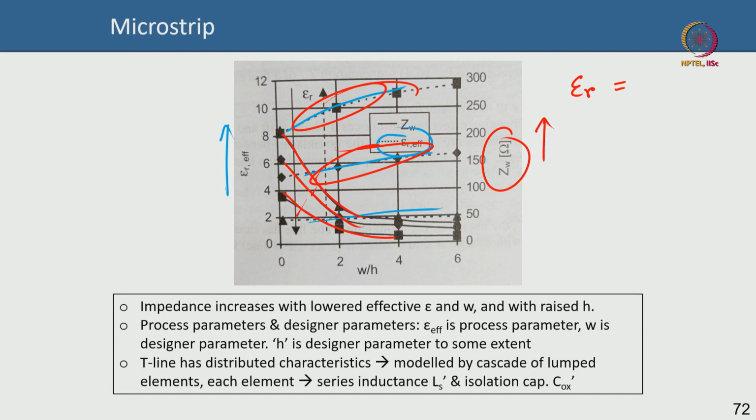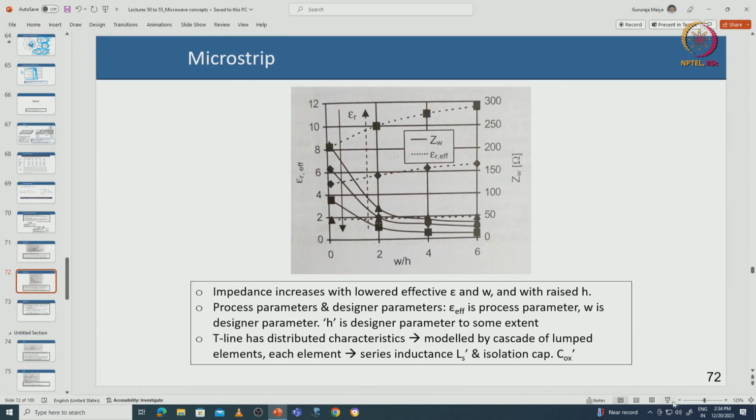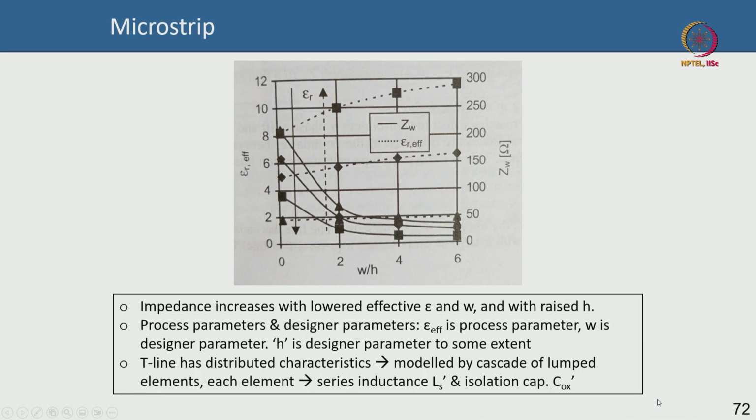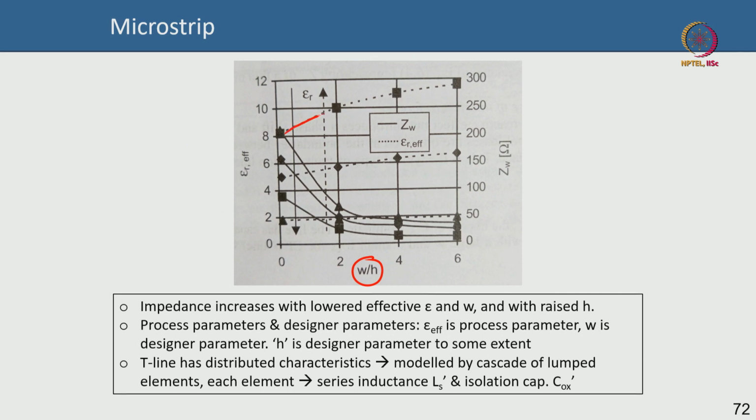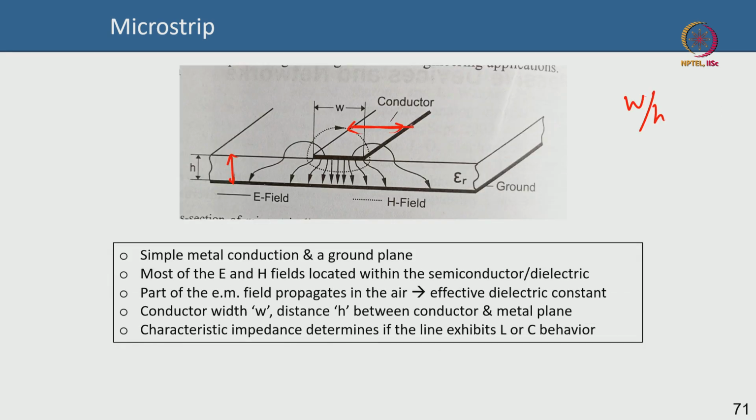So what is the biggest and the most interesting trend that you see here? The most interesting trend is that if I increase W by H, which means I increase either the width of the conductor or I reduce the thickness of the semiconductor substrate, either way you increase the W by H ratio. In that case your effective dielectric constant increases slightly. It means if I make a wider conductor and a thinner semiconductor substrate, your dielectric constant increases slightly. It means more of the EM waves will be inside the substrate.